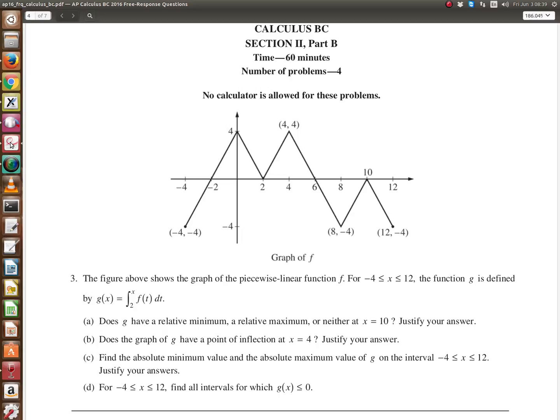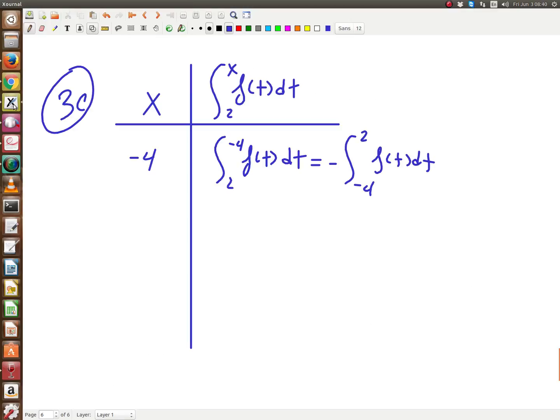From 2 to -4, well, look, the area between x equals 0 and 2, there's a right triangle with a base of 2 and a height of 4. The area is 4. Also, from -2 to 0, the area is 4. But from -4 to -2, the area is -4. So we got 4 plus 4 minus 4 is 4. That's the area from -4 to 2. Negate it, we get -4.